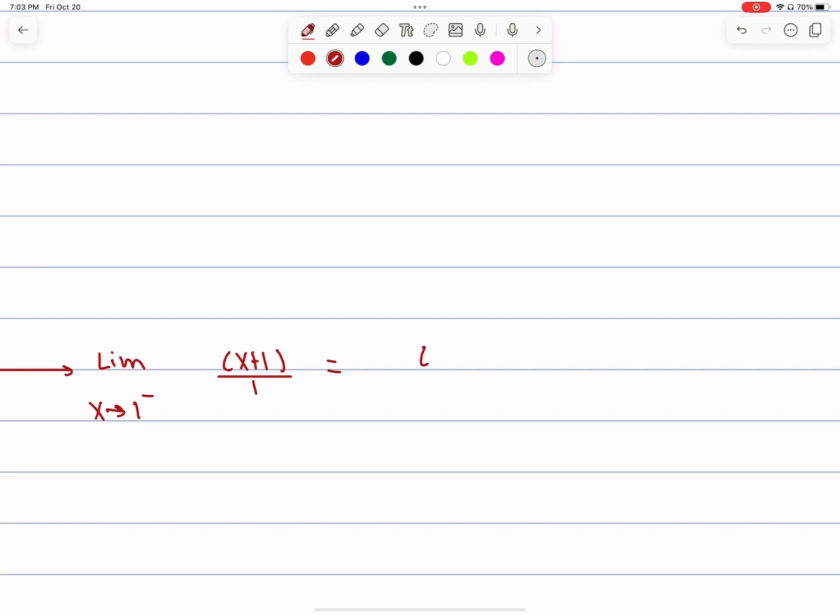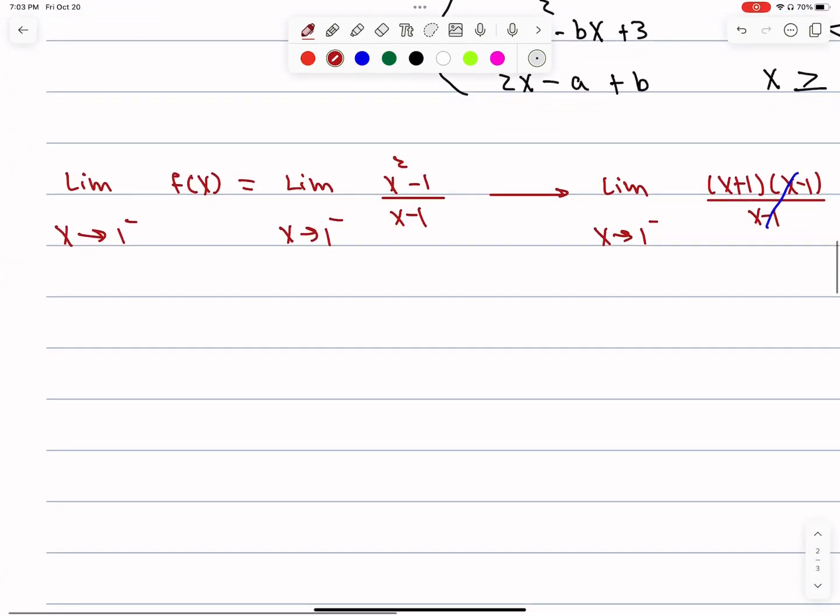Now, since you can see that there are no restrictions to this, you can apply the limit as shown here, which is going to give you 1 plus 1 over 1, which is simply 2. Now, I highlight 2 because we're probably going to need it for the future. It's an important value in this case.